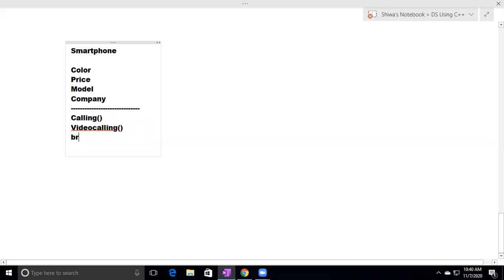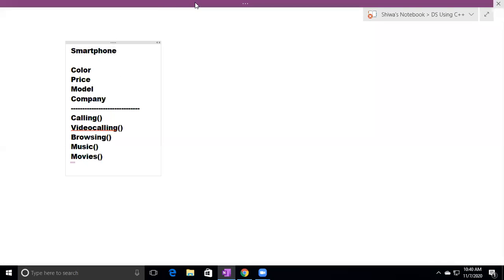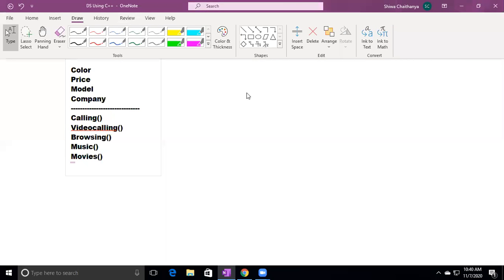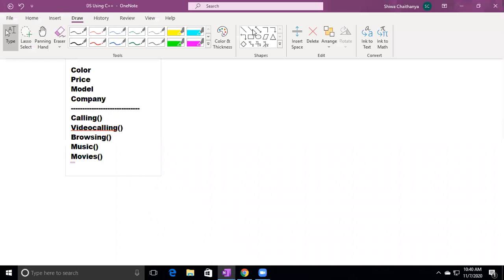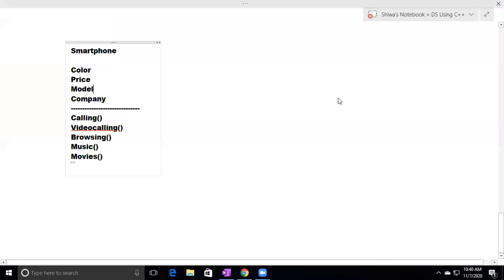Browsing is one action I'm performing by using a smartphone. Enjoying music is one action we're performing by using a smartphone. Watching movies. Like this, we can do many actions by using a smartphone. So the point to understand here is, for any object, some properties will be there, as well as that can be used to perform particular actions.